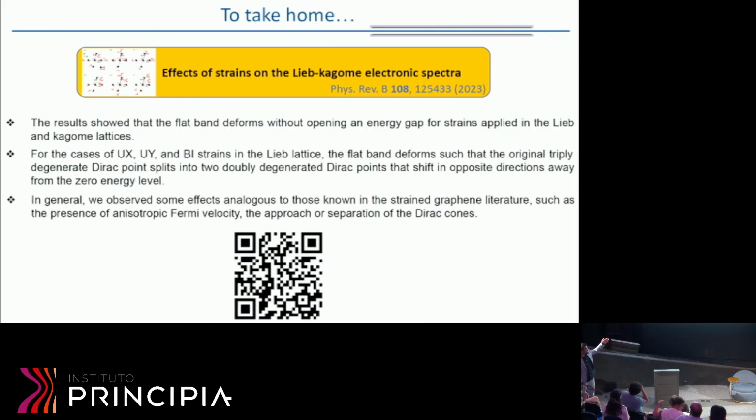So for this first part, I want to say that no type of strain opens a gap, and for uniaxial strain along x and y and biaxial strain for the Lieb case, you have a splitting of the triple degenerate point, breaking this degeneracy into two double degenerate Dirac cones. Okay? So we published this in 2023. Here is the citation if you want it.